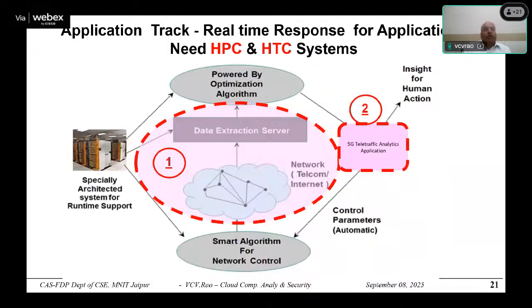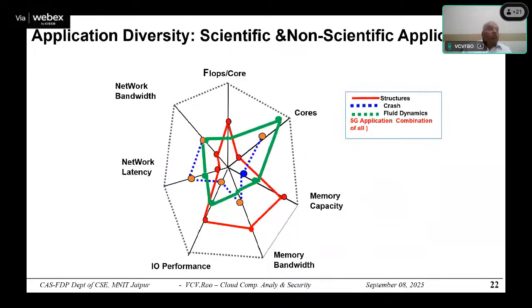I'll skip some portion of this. What we require from the application perspective is that some applications require more memory. In this picture, the edges represent a 0 to 1 scale, and the vertices represent the demand. Many applications, scientific and non-scientific, vary: some are performance-bound, some are memory intensive, some ask for more memory bandwidth, some look for I/O performance, some look for the shortest message time, some look for large network bandwidth. So from application to application, the requirements across all seven will change.